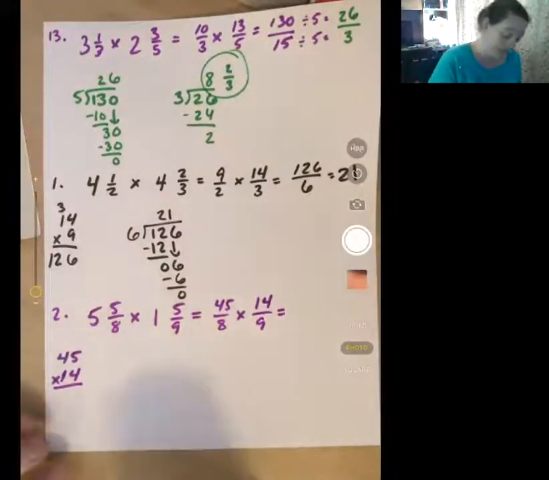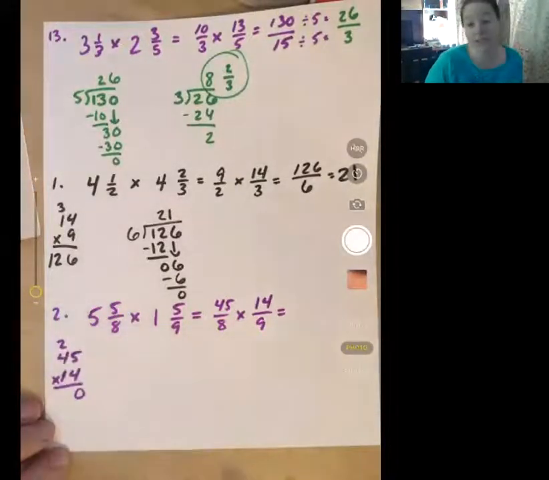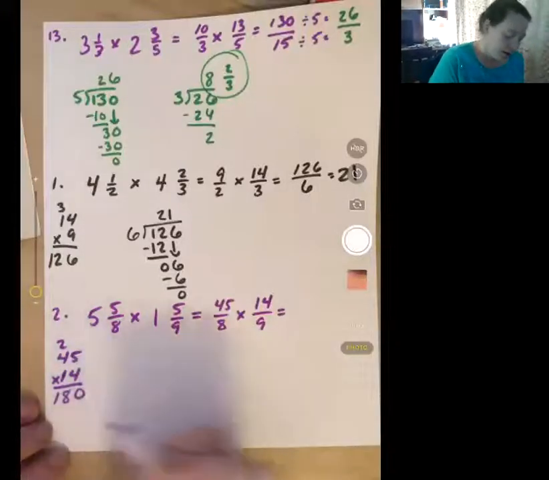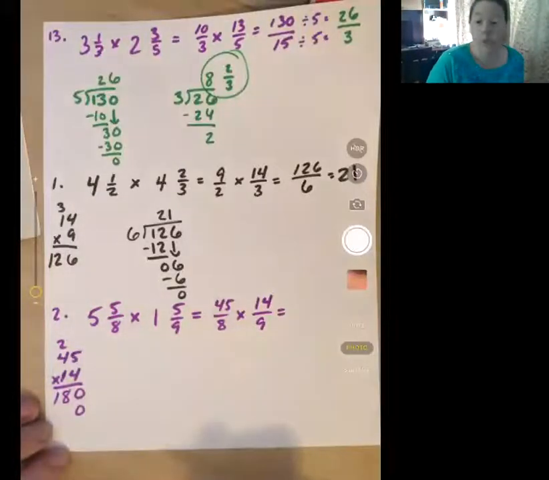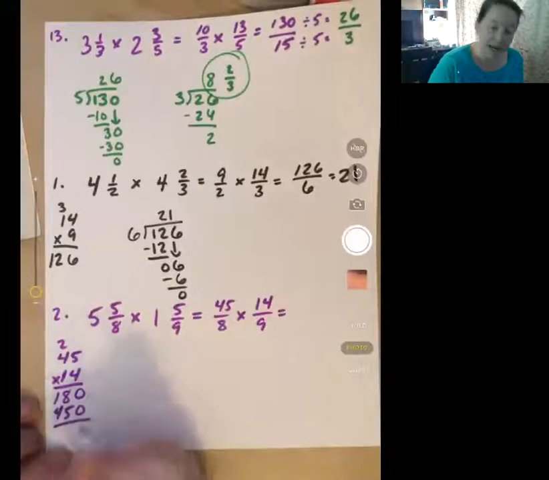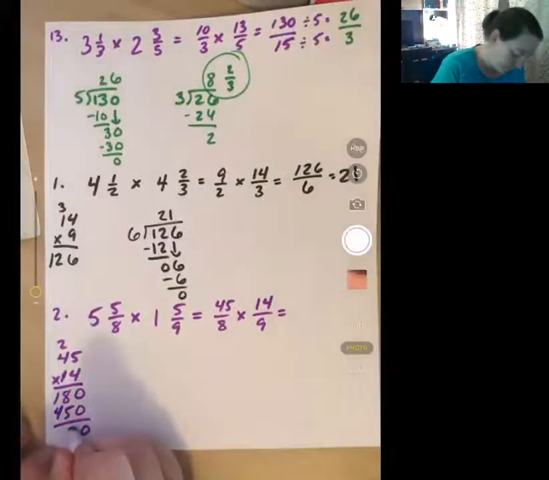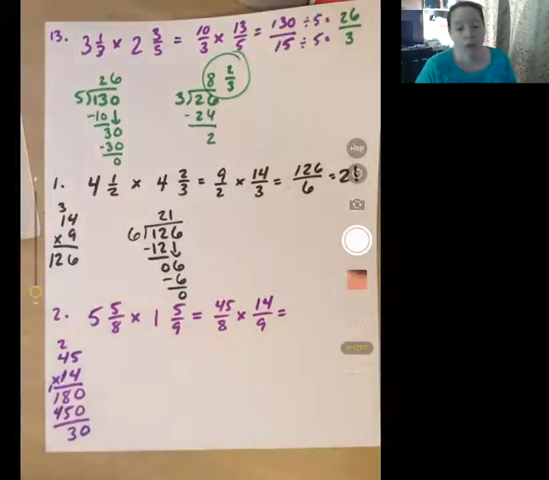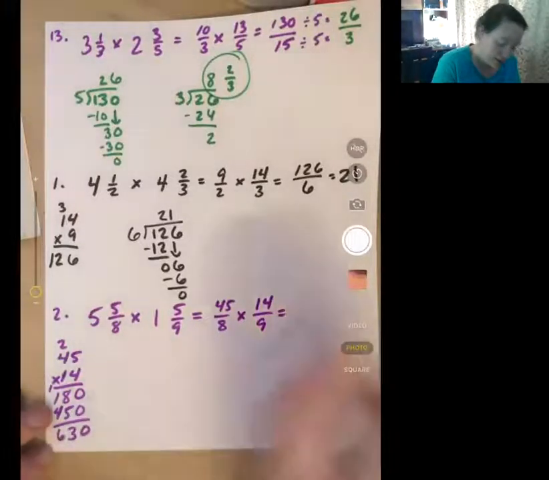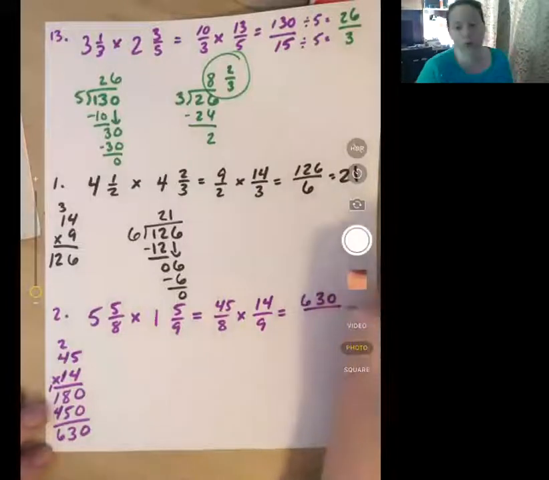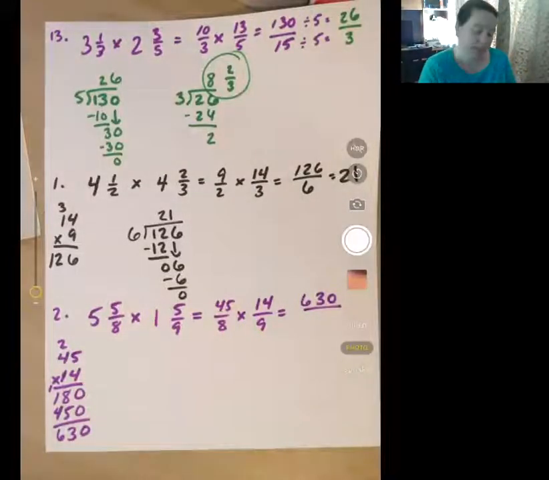4 times 5 is 20. 4 times 4 is 16 plus the 2, 18. Space holder. 1 times 5 is 5. 1 times 4 is 4. Add it all up. 0. 8 plus 5 is 13. 1 plus 1 is 2, plus 4 is 6. 630 over 8 times 9, which is 72.